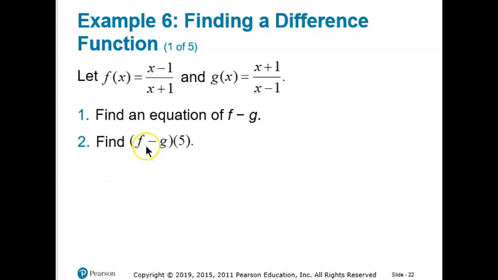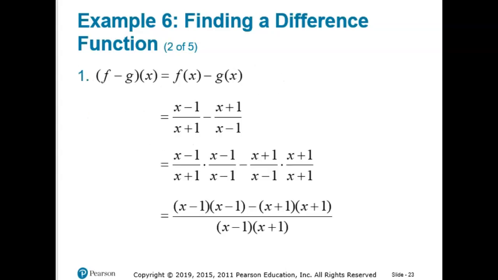So this is just asking you to subtract these 2 functions. So subtract these 2 fractions, finding a common denominator. The common denominator is going to be x plus 1 times x minus 1. So one of the fractions will be multiplied by x plus 1, and the other fraction will be multiplied by x minus 1. When you do that, you end up with this at the bottom, x minus 1 times x minus 1, subtract x plus 1 times x plus 1.